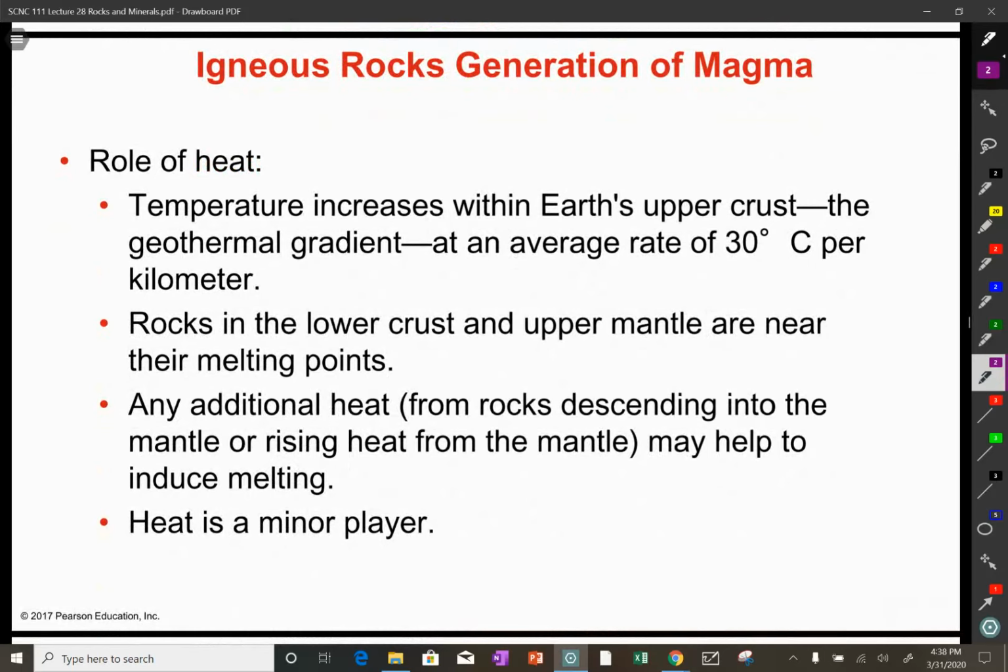Now, if you go down in the earth, the temperature increases at an average of 30 degrees Celsius per kilometer. So the deeper you dig, the hotter it's going to get. You might wonder, well, why is it hot down there? A few reasons. Reason number one is we have radioactive elements like uranium in the core of the earth, and they decay. Radioactive means an unstable nucleus, decays into a more stable form, giving off energy. And that energy heats up the core.